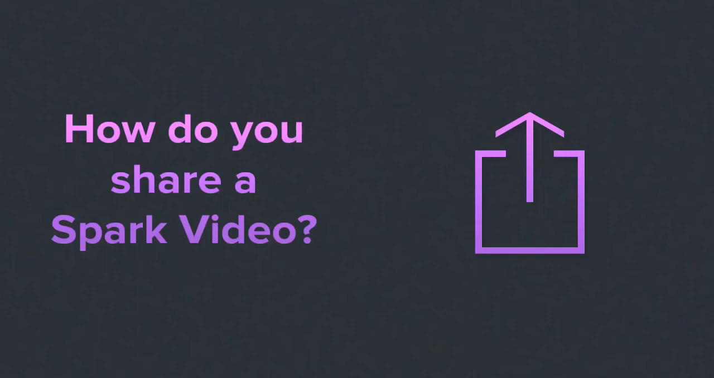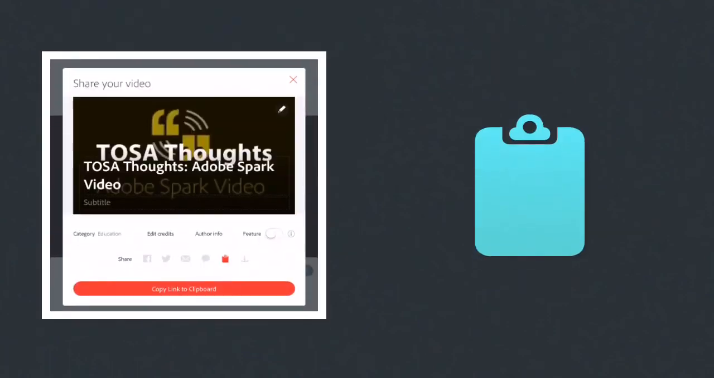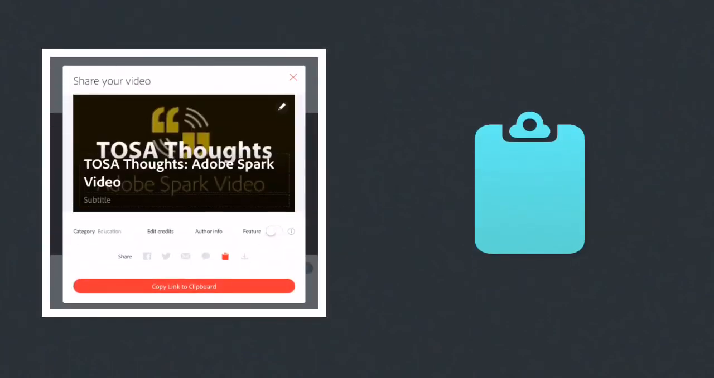So, what do you do now that you've created a really cool Adobe Spark project? How do you share Spark videos that your students have created? If you notice this icon, you'll recognize it as a way to see share options. I call this icon the share arrow. Once you tap on it, you will see a lot of ways that you or your students can share their Spark videos.